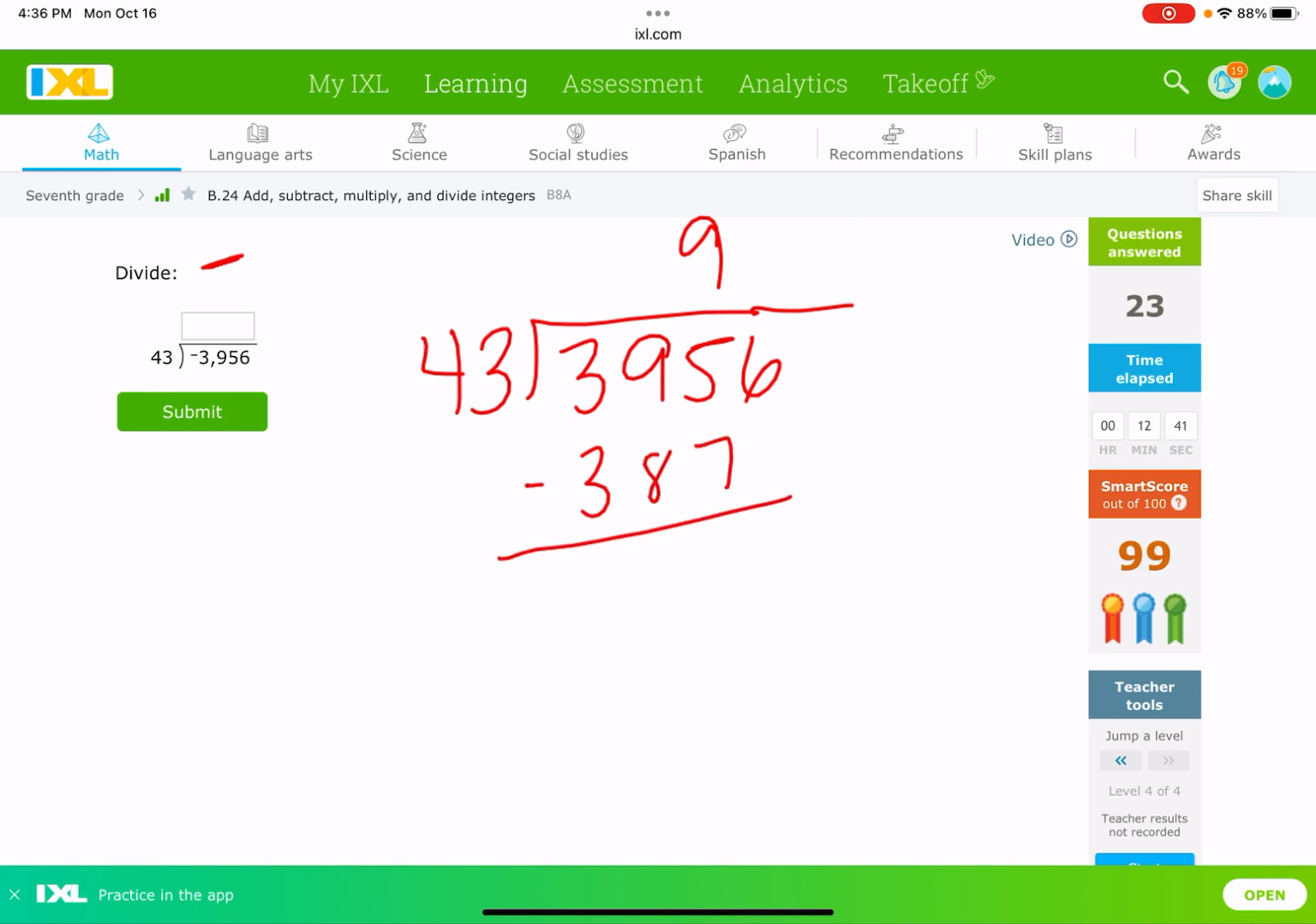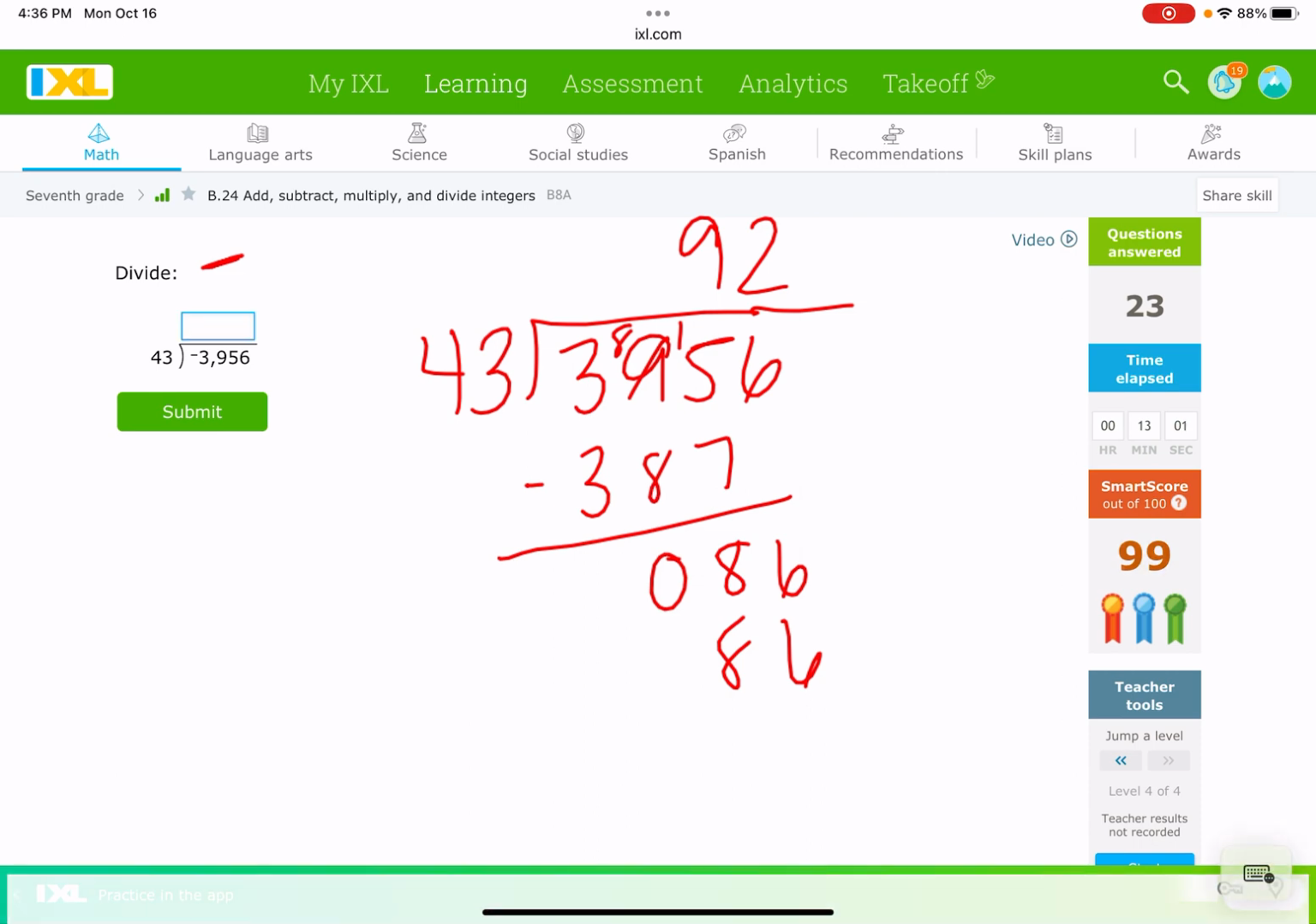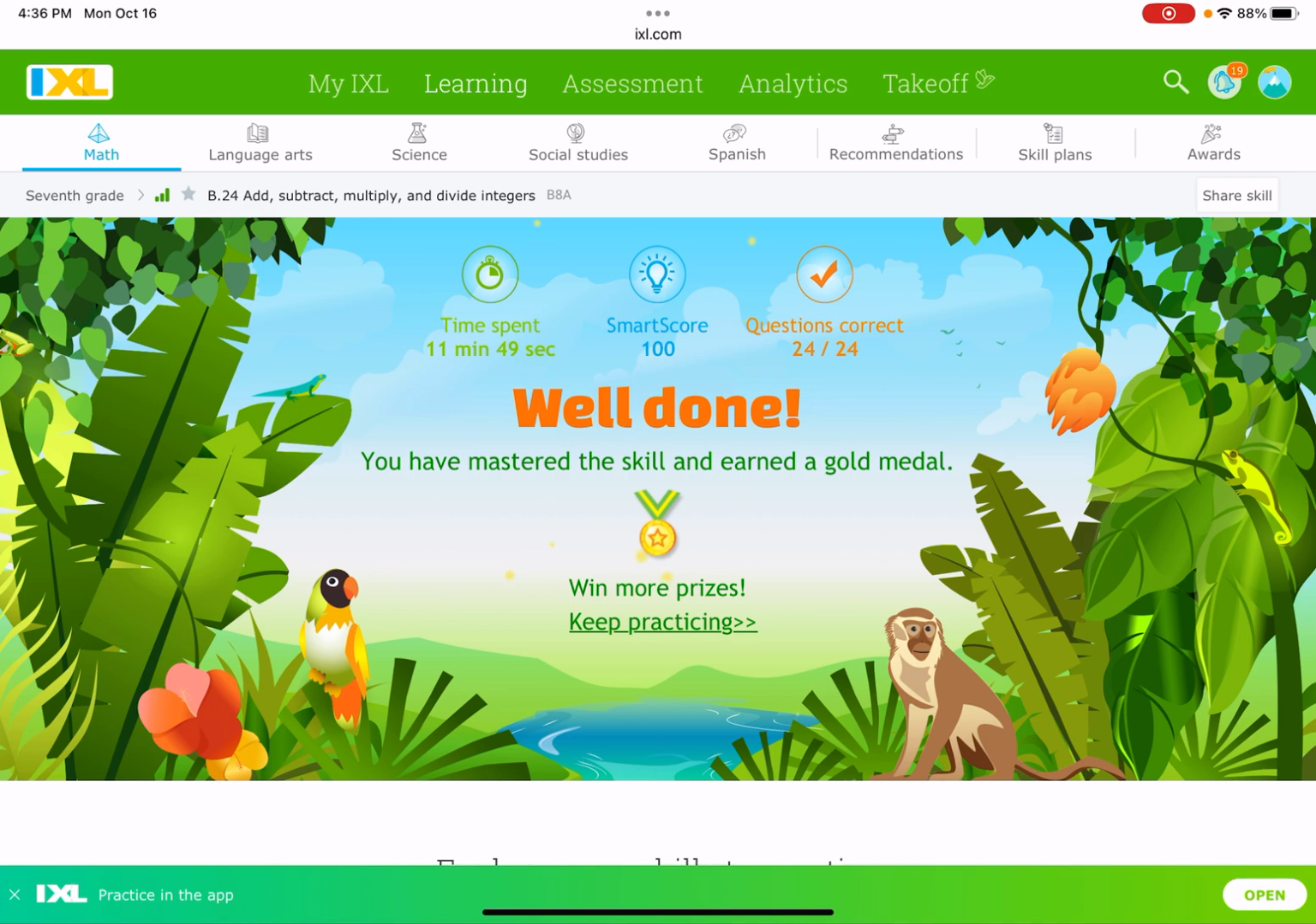And so then I'm going to subtract, let's see, that's 8, 15. That gives me 8, 0, so 86. Okay, now 43 goes into 86. That's much more manageable. 2. 43 times 2 is 86, and so my answer is 92, but it's negative, and I made myself a note over there so I didn't forget that it was negative 92. And I got a smart score of 100. So hopefully this video helps you.